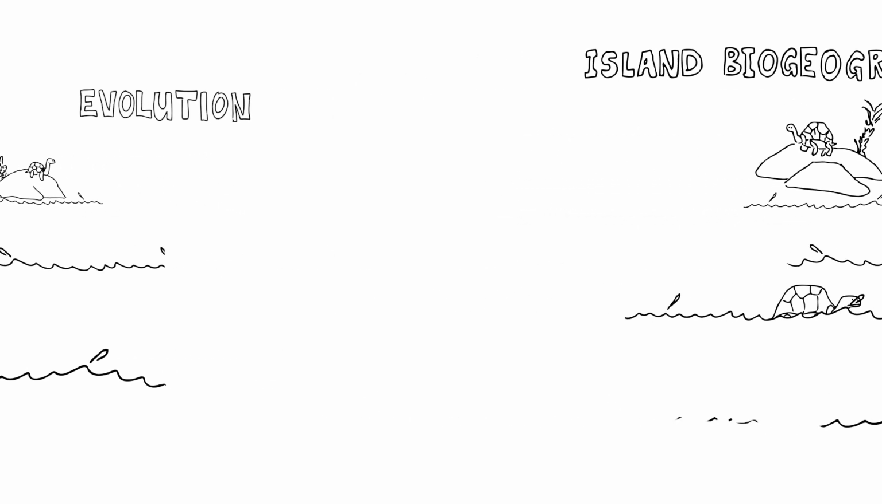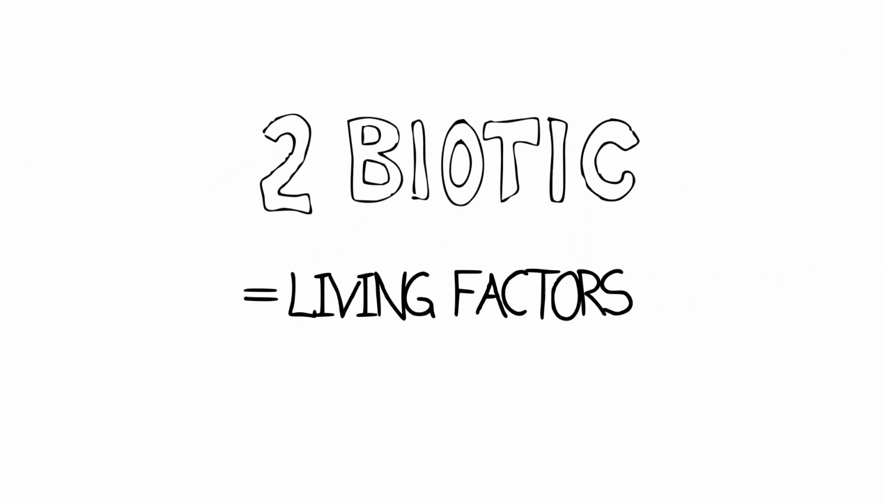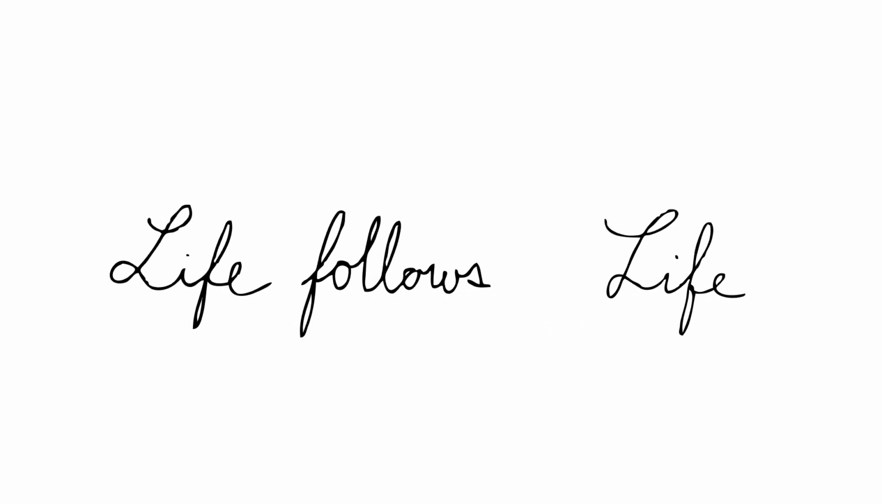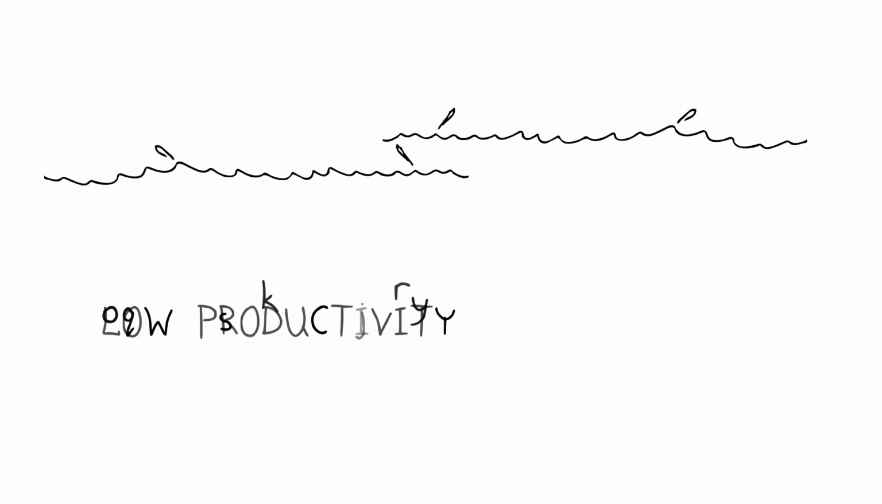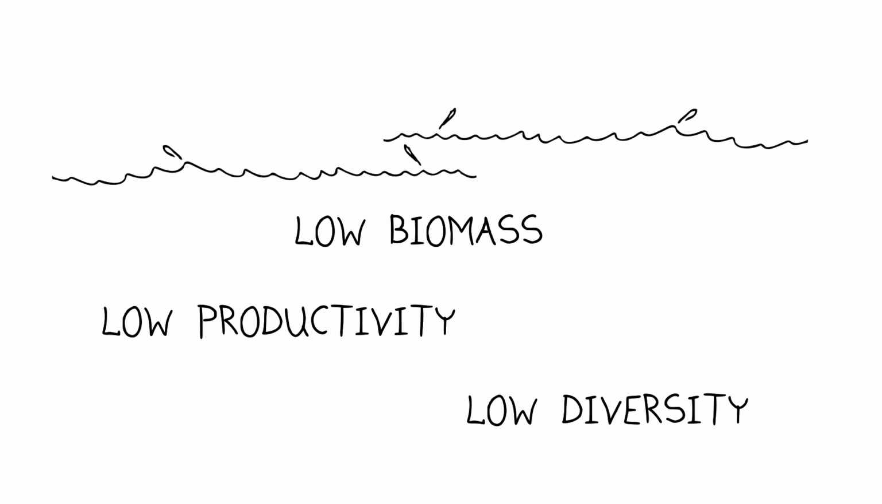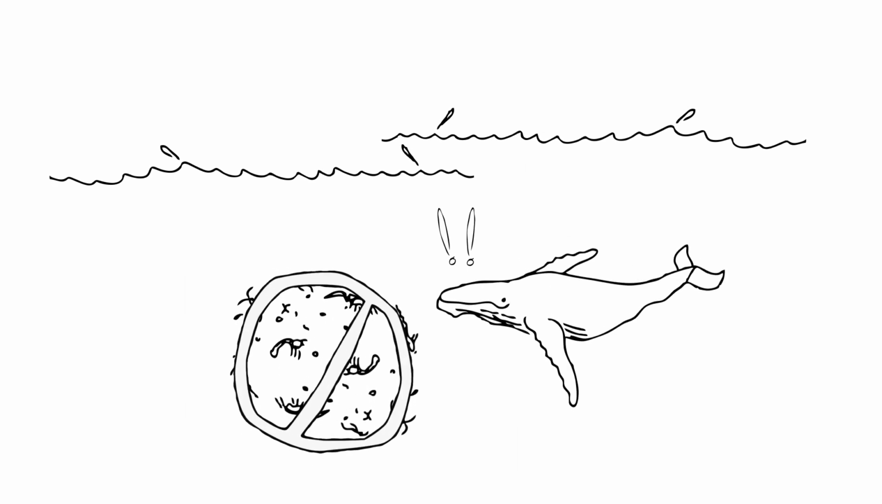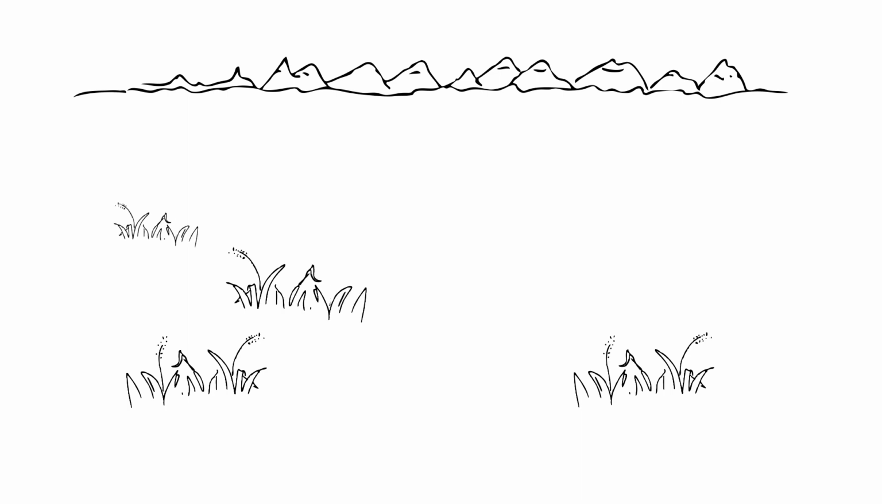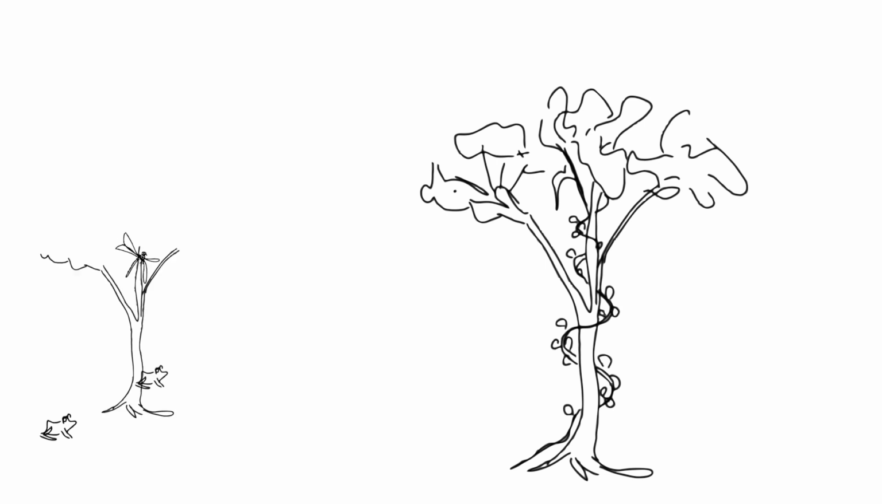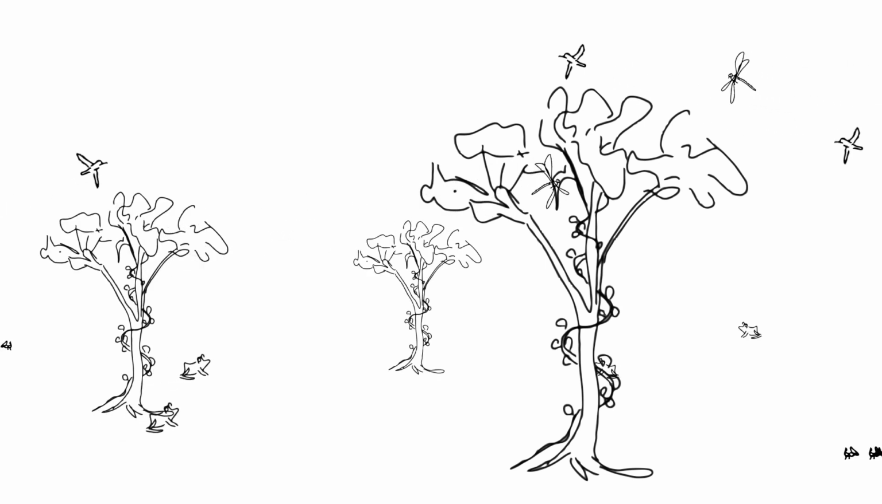Let's talk now very briefly about how biotic factors, living factors, influence the distribution of other life. Here's an example. There are places in the ocean that are essentially deserts where there's low productivity, low biomass, low biodiversity. Without high species richness or large populations of plankton, things like whales are going to have a hard time. Likewise on land, no grass, no antelopes.